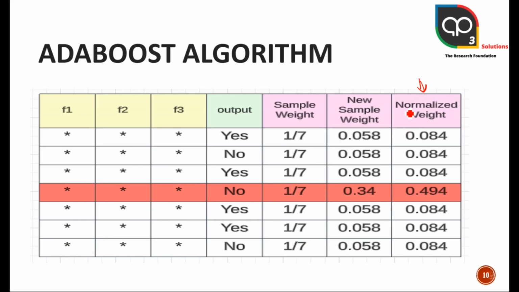Now, observe, dear friends, when calculating 0.058 divided by 0.688, I am getting 0.084, and the same for the incorrect sample. Here if I divide it by 0.688, I am getting 0.494.